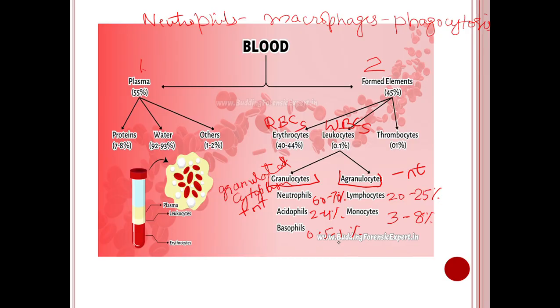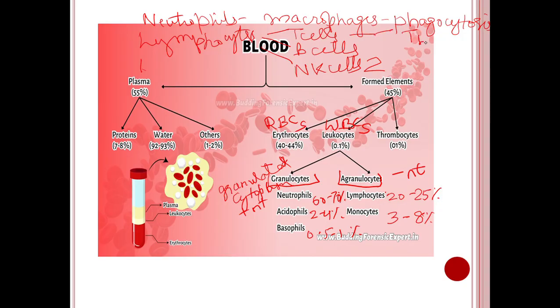Lymphocytes are also immune cells. What are lymphocytes? Lymphocytes are of three types: T cells, B cells and NK cells. T cells are again of two types: TH means T helper cells, and TC means T cytotoxic cells. B cells and NK cells are not further divided. So these are the immune cells.